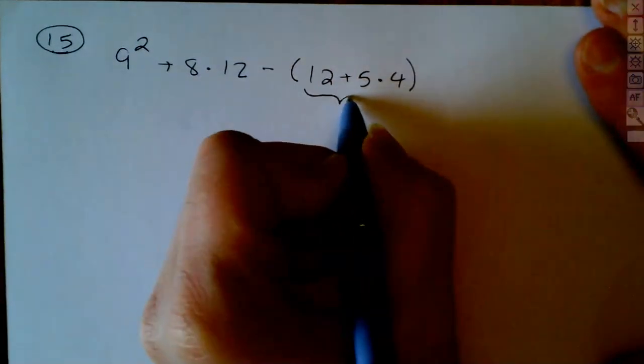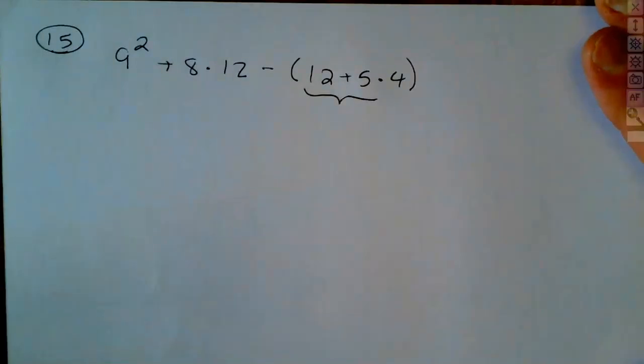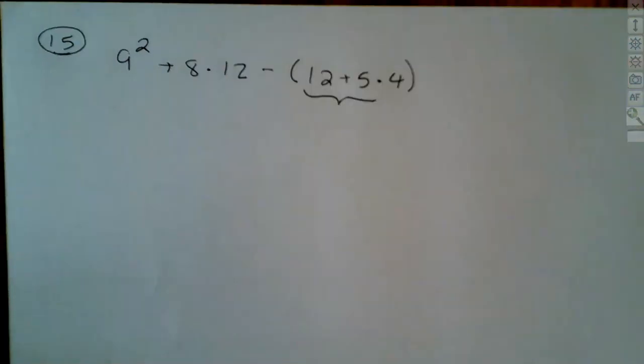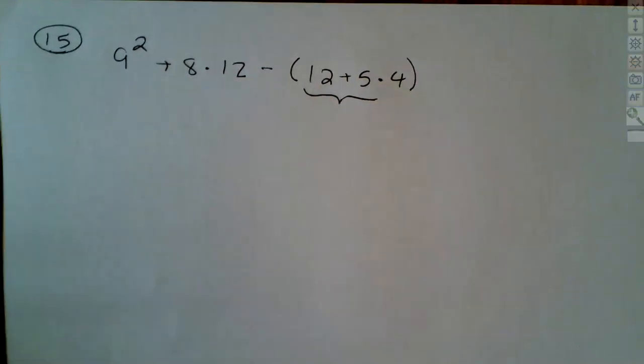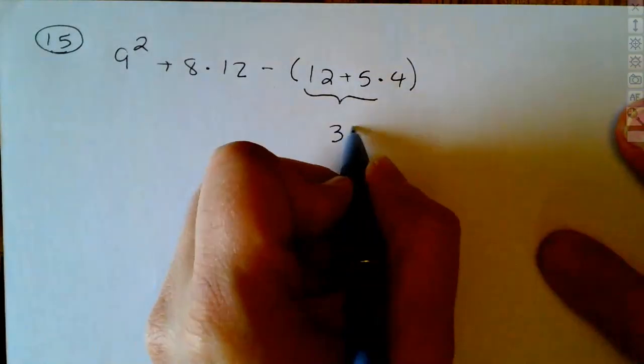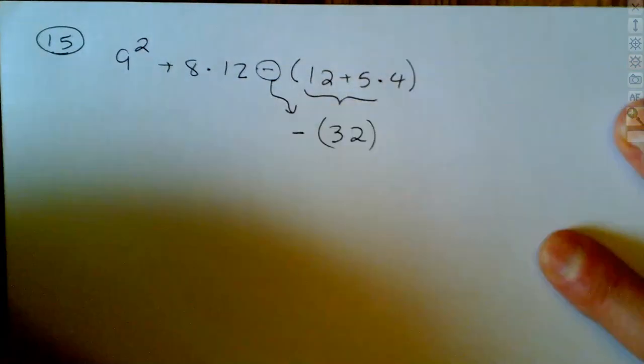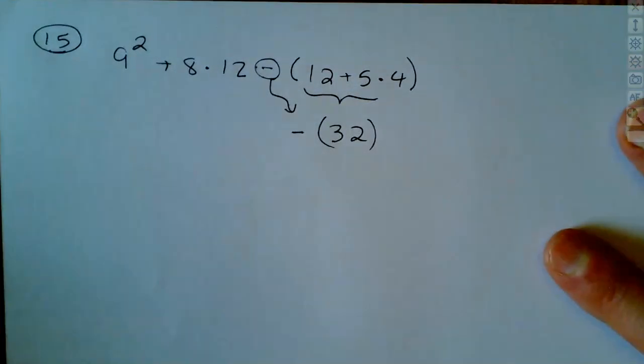So first thing I'm going to do is come here and do the parentheses. And inside the parentheses, I've got multiplication, which goes first. Then we've got addition. So 5 times 4 is our multiplication, so that's 20. Add your 12. So this comes out to be a 32. And the negative here just comes down with it. We'll deal with that in a moment.